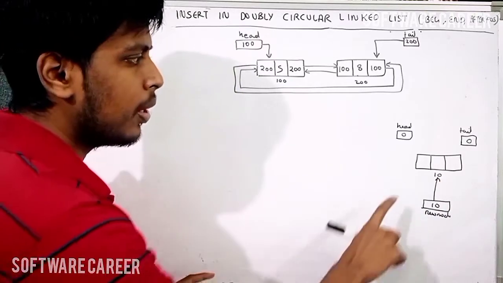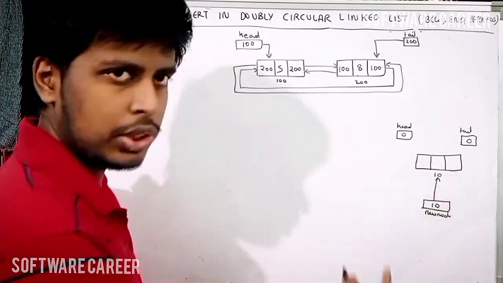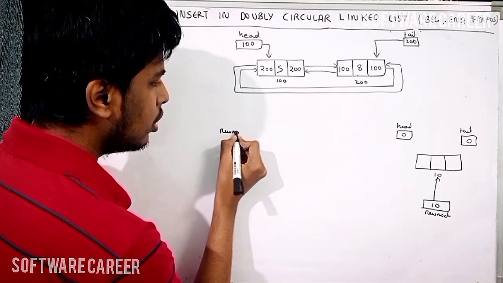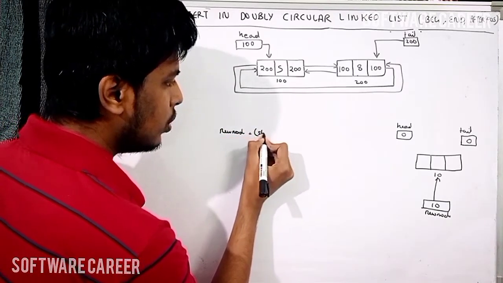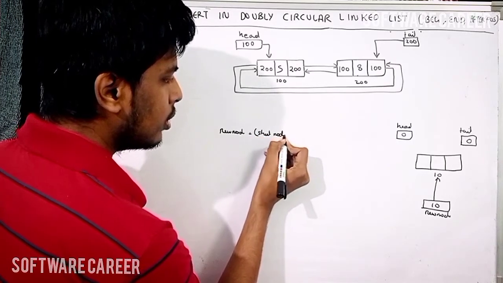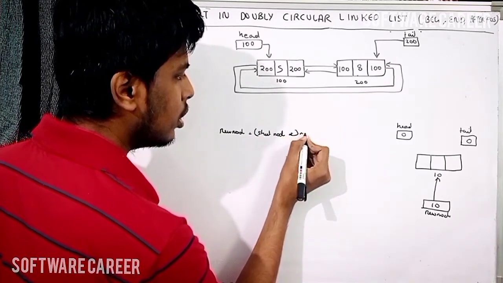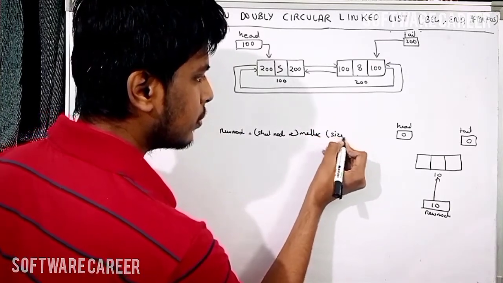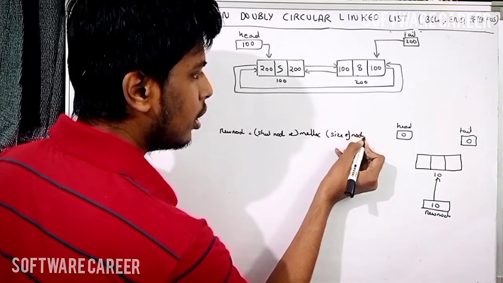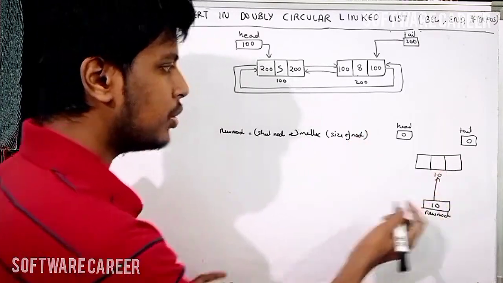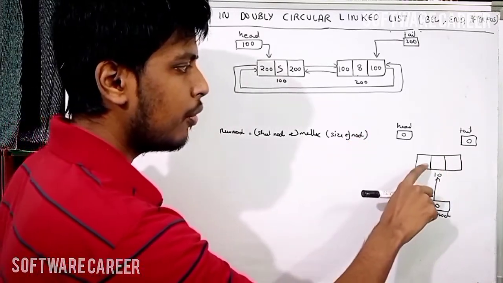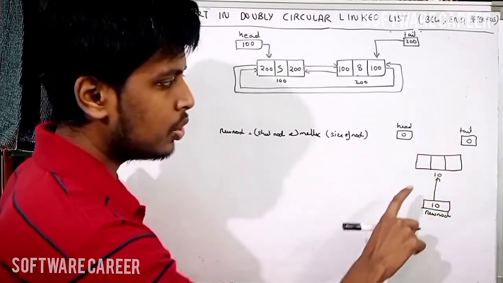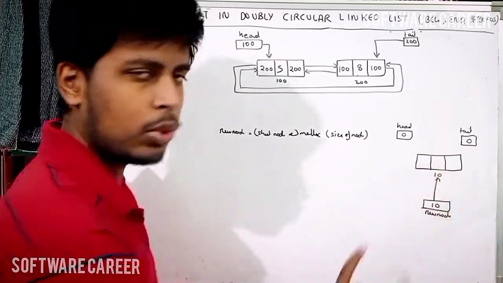So what is the first step? I have created this new node by using the malloc function. So I am writing newnode equals struct node star malloc sizeof node. The size of node is 4 into 3, 12 bytes, because each takes integer values. So 4 plus 4 plus 4, 12 bytes.